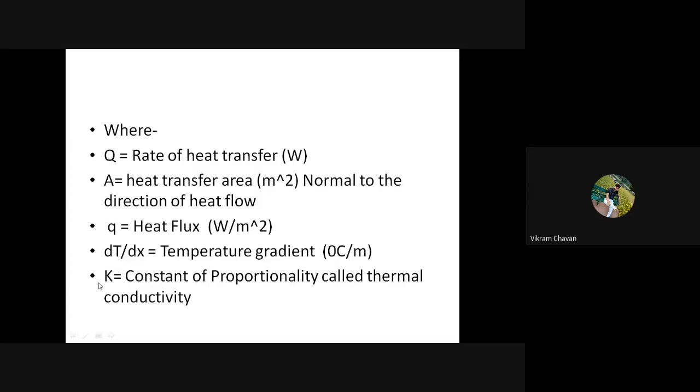And the last one, the constant of proportionality K. K is equal to constant of proportionality, called thermal conductivity. Capital K is called thermal conductivity, and its unit we will derive in the next lecture. And the definition of thermal conductivity of various materials, and how it will vary according to the substance and the temperature, we will discuss in the next lecture.